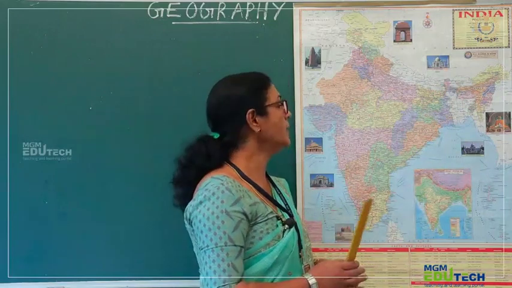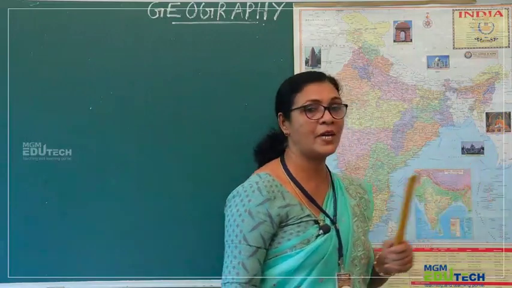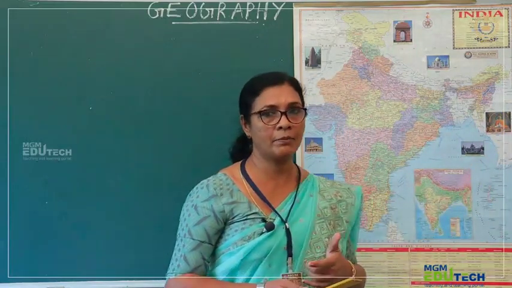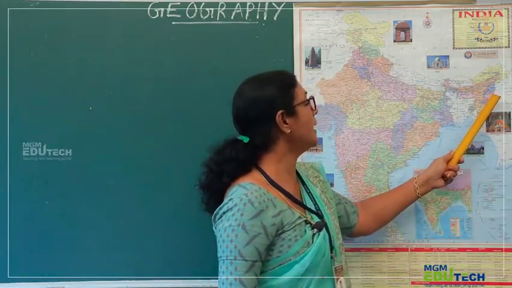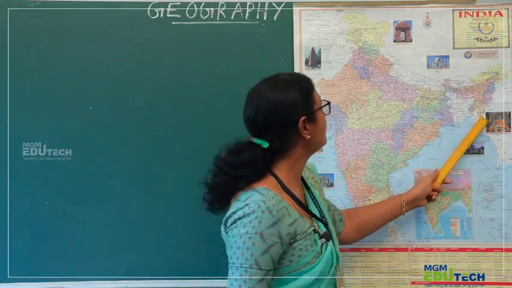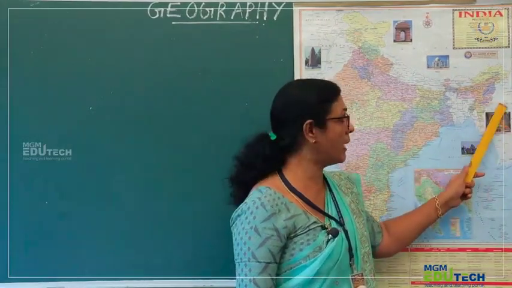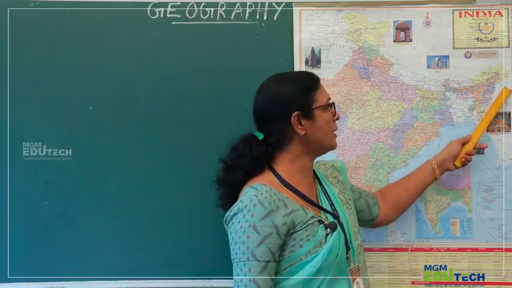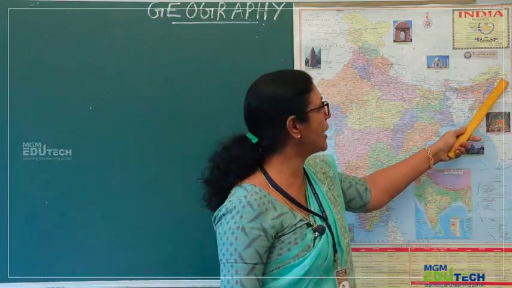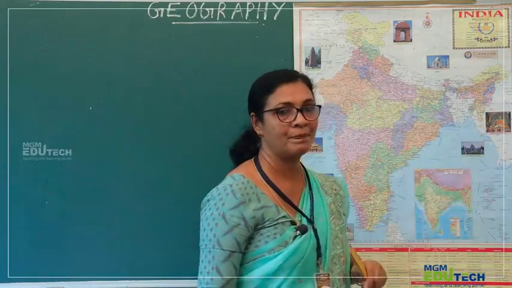Children, and from the east of India, here we have Myanmar. Myanmar was earlier known as Burma. Burma has boundary with Arunachal Pradesh, Nagaland, Manipur, Mizoram. We have to the east of our country a neighboring country, Myanmar. Myanmar was earlier known as, do you know? It was earlier known as Burma. Now it is Myanmar. Myanmar shares boundary with these states: Arunachal Pradesh, Nagaland, Manipur, Mizoram.